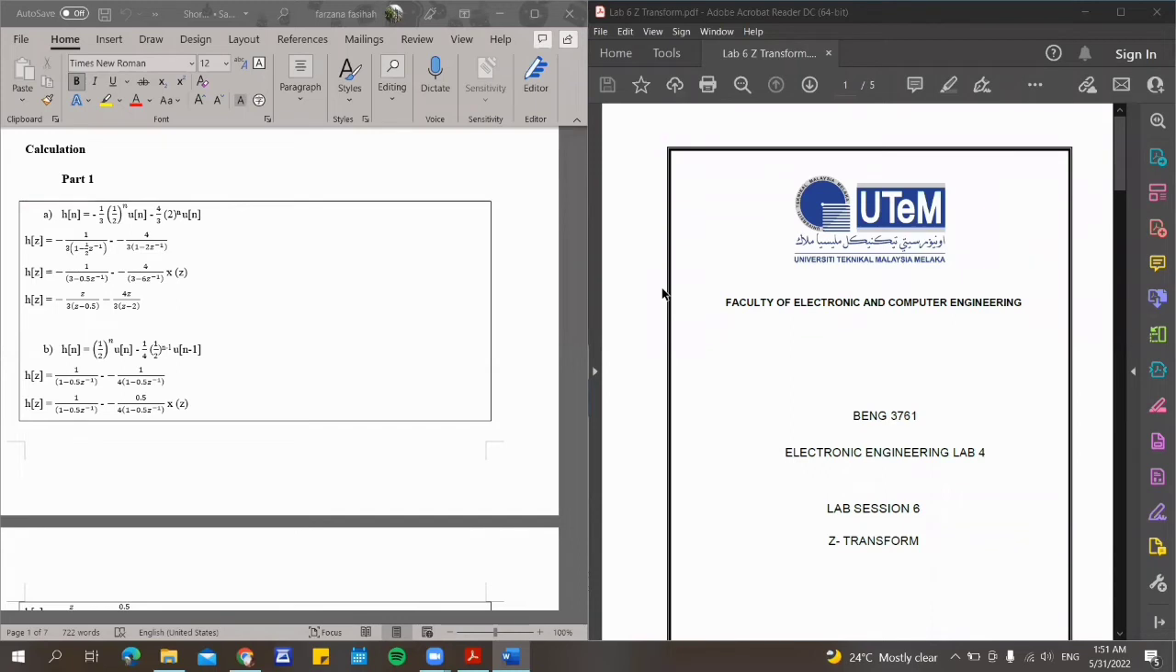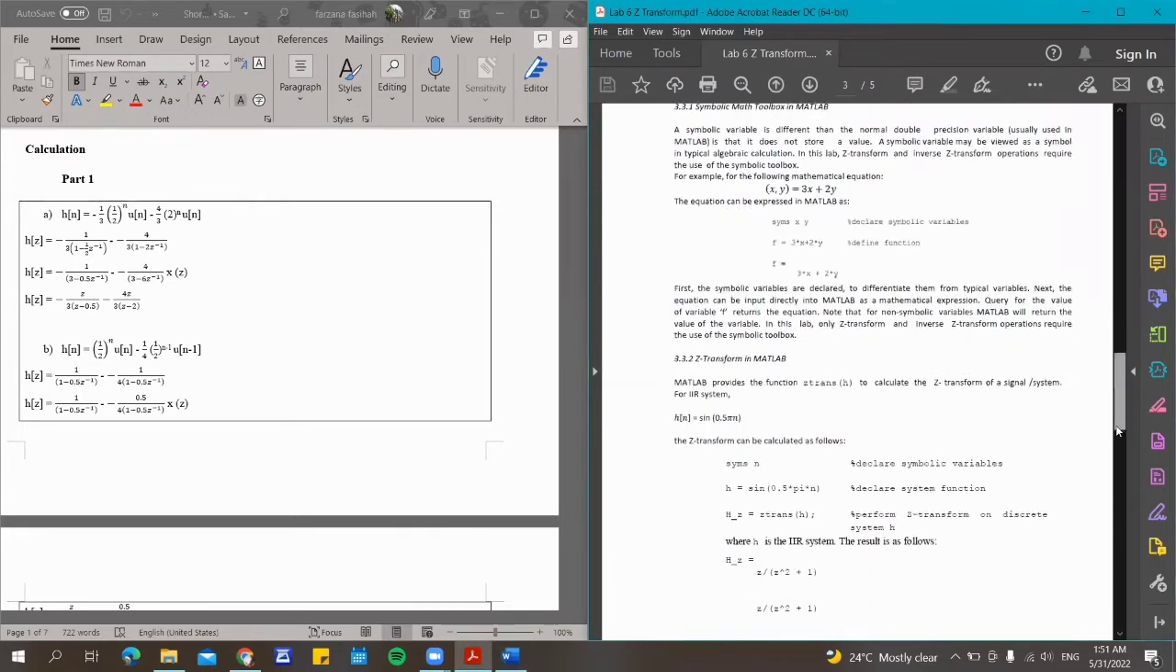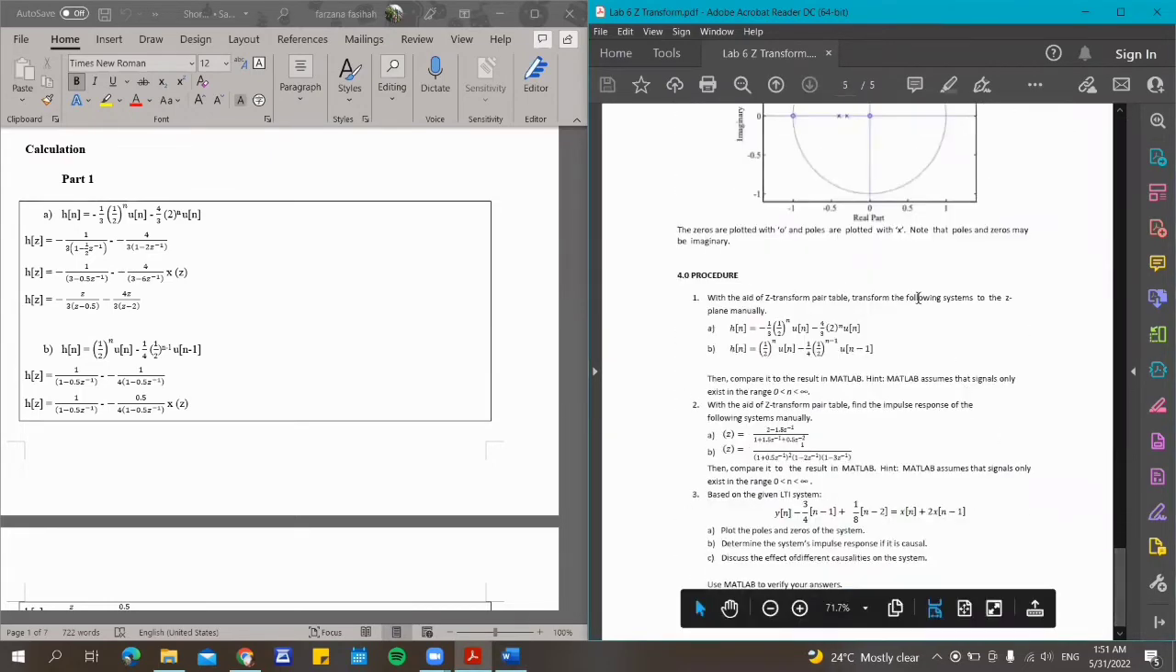I am Mina Farzana Fasihah binti Saaid, with my teammates Ihsan and Zafira Atiqa. This is our video presentation for Lab 6, entitled Z Transform. There are 3 parts in this lab. For the first one, we need to do some calculation and simulation to convert the given systems into the Z-plane manually. So this is the question.